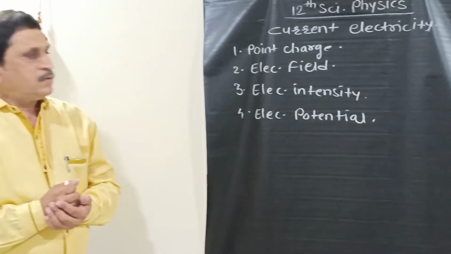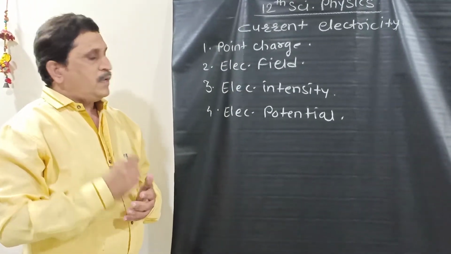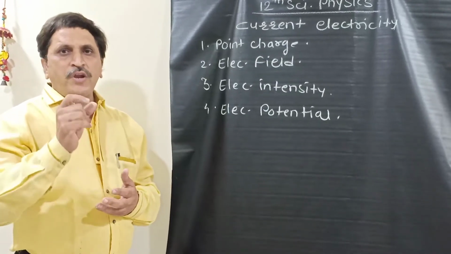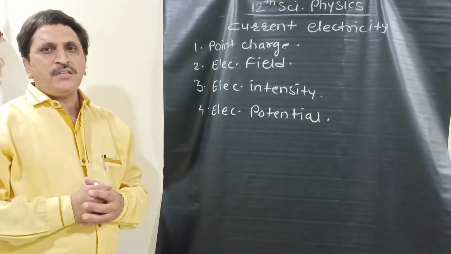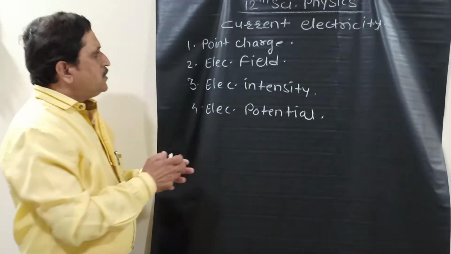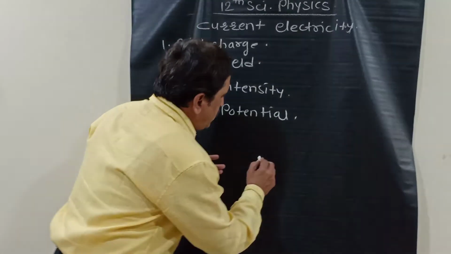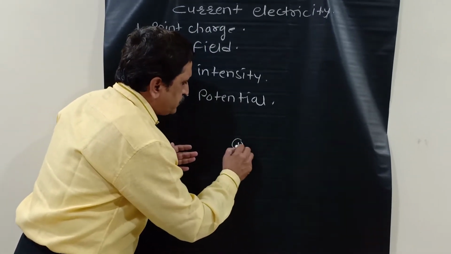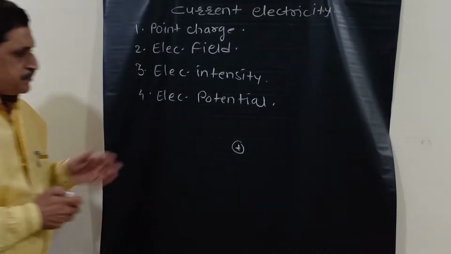Now first we will see what is a point charge. A charge having unit magnitude and unit direction, that charge is known as point charge. Already we have seen all these things in 11th standard. And second one, electric field means what? Suppose here we have taken one charge. Now this one is the unit positive charge.